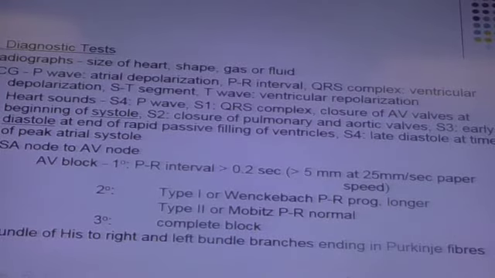Yes, ma'am? Have the same question there? What's going on? PR interval is getting progressively longer, and then your QRS is dropped. And type 2, your PR interval is normal, and then your QRS is dropped.